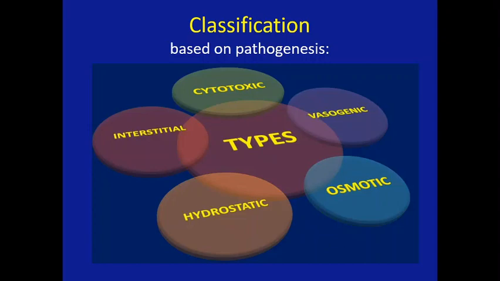Classification. Based on pathogenesis, we divide cerebral edema into five types. The most common type of cerebral edema is vasogenic cerebral edema. In second place, cytotoxic, also known as cellular edema. Third one is interstitial, also called hydrocephalic edema. Then osmotic cerebral edema, and the last one is hydrostatic cerebral edema.